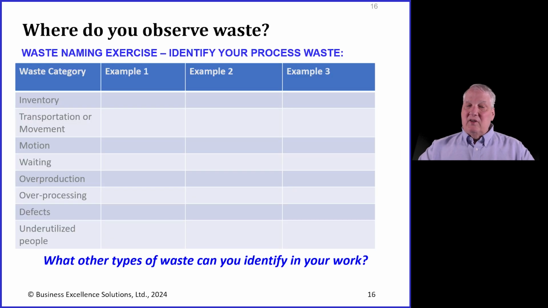So this is basically taking those 8 categories, and you can substitute others or add your own to it, and then to come up with examples. What is the name of the waste that makes sense to you? What are the examples that we can agree on so we can start building a common approach and understanding of what waste is and what we need to do to get rid of it?